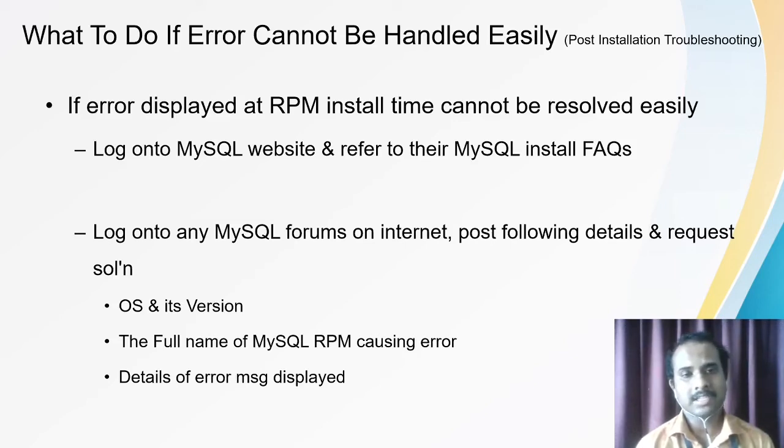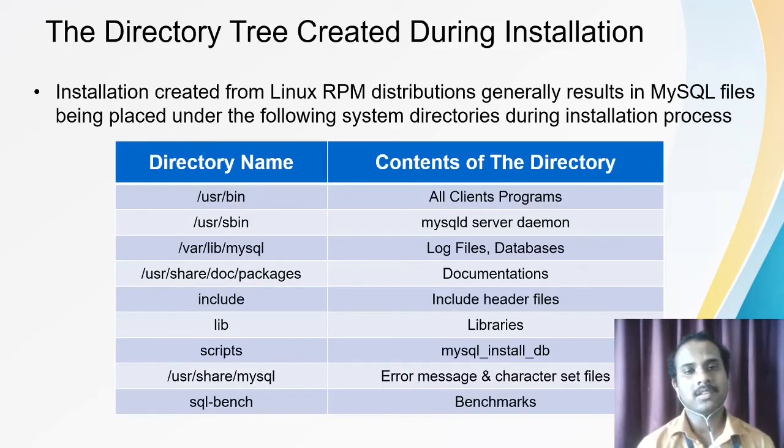The details that need to be provided are the operating system and its version, the full name of the MySQL RPM that is causing the error, and details of the error message that is displayed. This will be very helpful in understanding what the error is. Directory tree created during the installation.